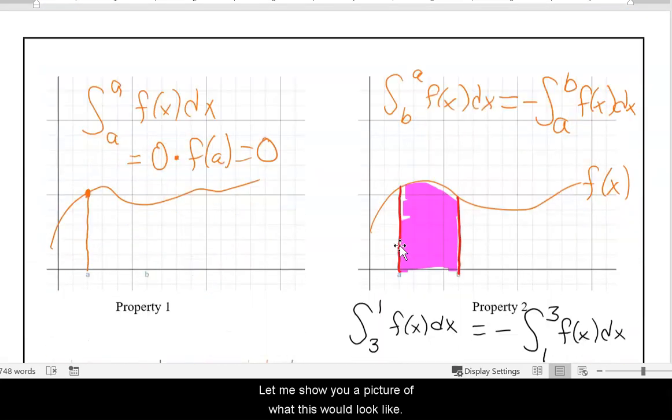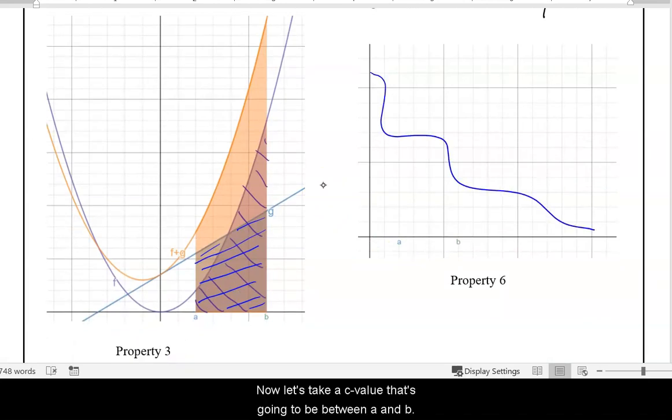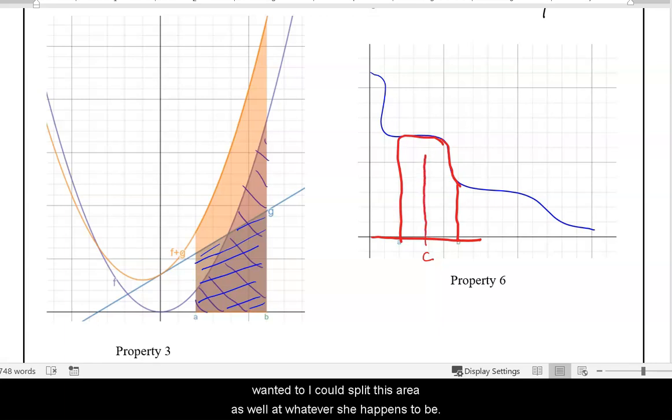Let me show you a picture of what this would look like. Let's again draw some function f over this area. Now let's take a c value that's going to be between a and b. Let's compute the area under the function between a and b by marking off the different regions. You can see the trapped area there. What they are saying by breaking it apart is that if I wanted to, I could split this area as well at whatever c happens to be.